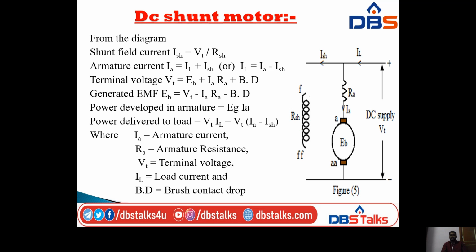So from this one I am writing IL, the load current, is equal to the armature current minus the shunt field current Ish. That is IL is equal to Ia minus Ish. So from this one I am writing the terminal voltage Vt is equal to Eb, the back EMF, plus Ia Ra, the armature drop, plus the brush drop, Bd, the brush contact drop.